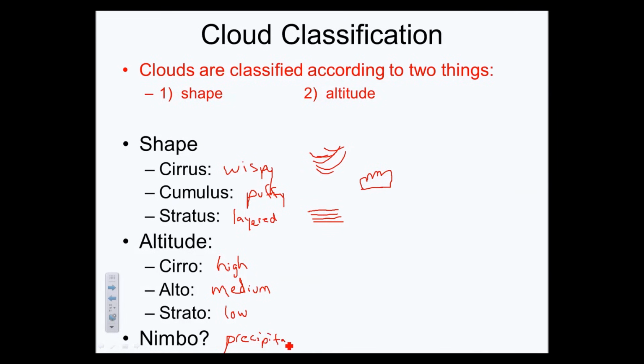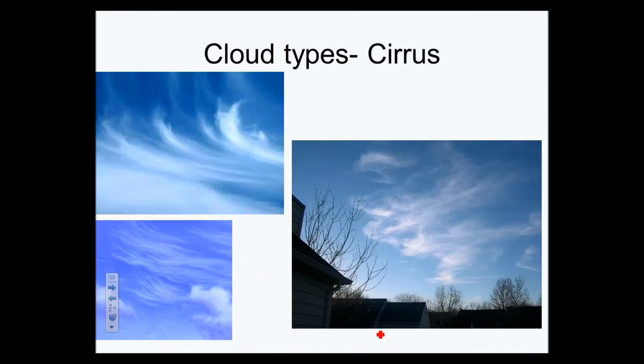And it could be a prefix or the base. So I could have a low-level layered cloud that's raining. That would be a nimbostratus. Or I could have a vertically developed cloud that's raining, a thunderstorm. That would be a cumulonimbus. So you're just putting these together. So let's look at some pictures of them.